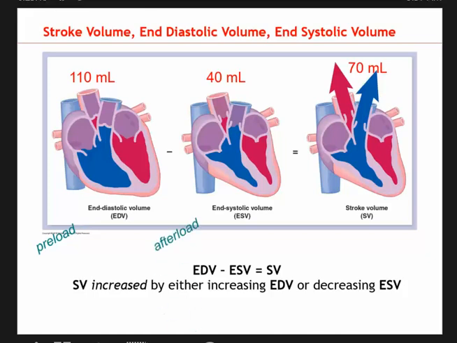And then we have afterload. Afterload is the pressure that the heart chambers must generate in order to eject blood out of the heart. It is the pressure against which the heart must work to eject blood during systole.